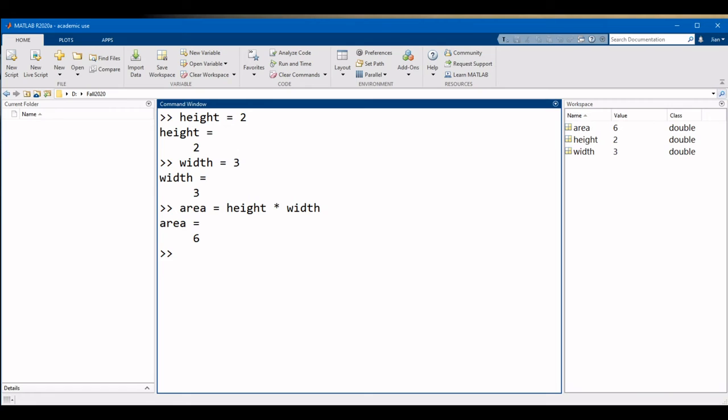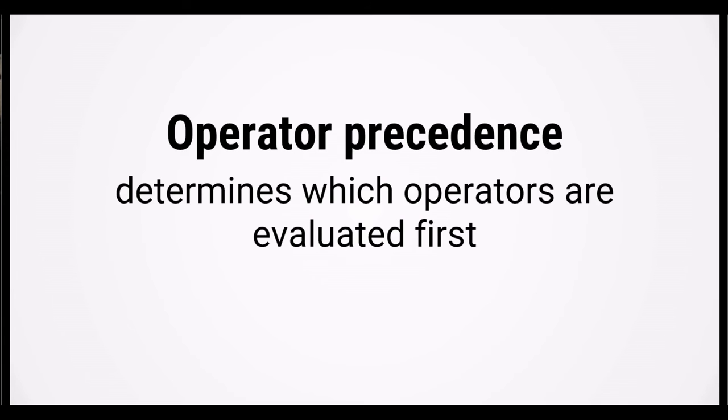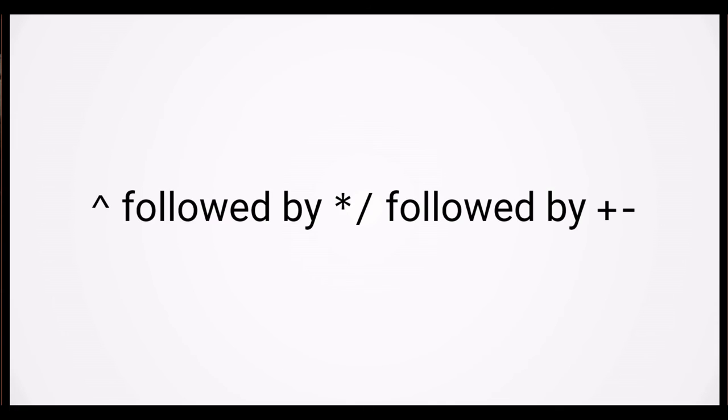An important concept to know here is operator precedence. Precedence determines which operators are evaluated first. In MATLAB, the power operator is evaluated first, followed by the multiplication and division operators, then addition and subtraction. For example, in the expression 5 plus 2 divided by 2, the division operation is evaluated first. 2 divided by 2 is 1. The next expression is then evaluated, which is 5 plus 1, which equals 6.